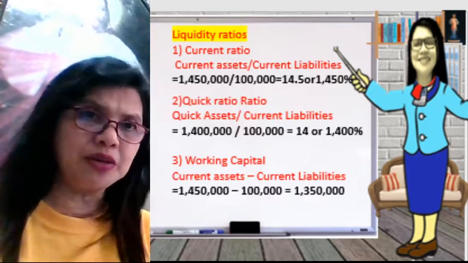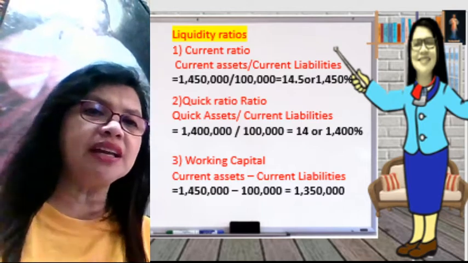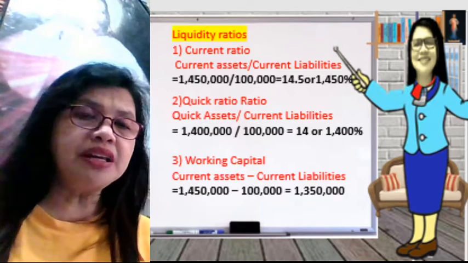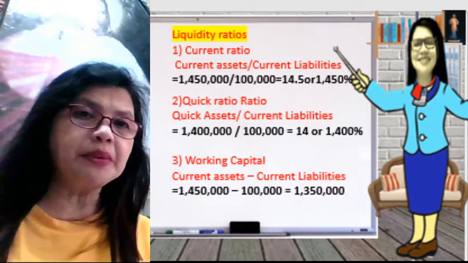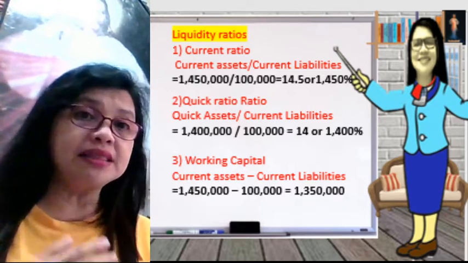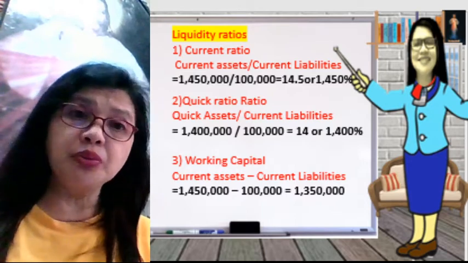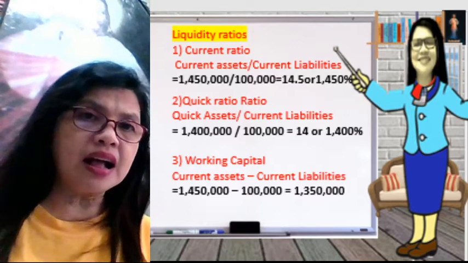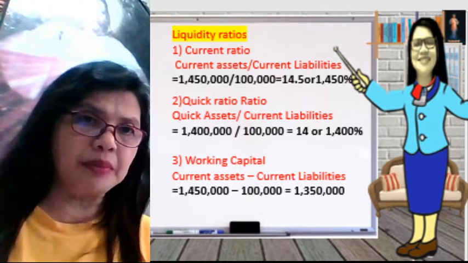Let's start with the liquidity ratios. When we say liquidity ratios, that means we are measuring the capacity of the company to pay its current liabilities. Okay, how do we solve this? We use the current ratio, the quick ratio, and the working capital.